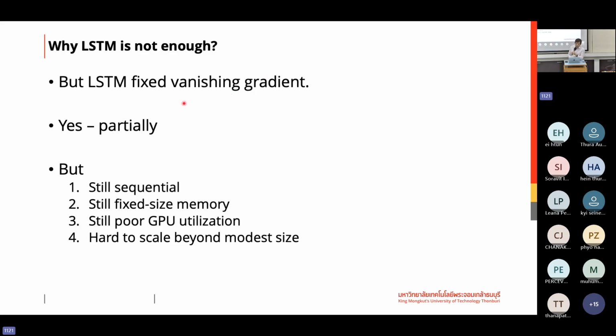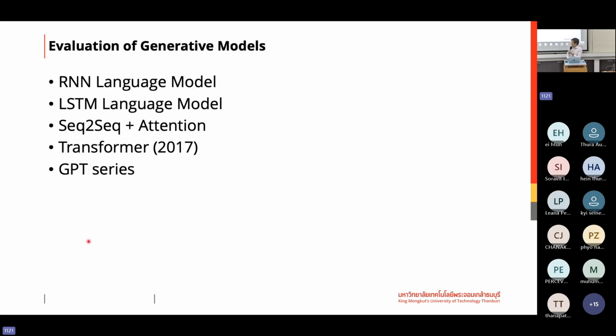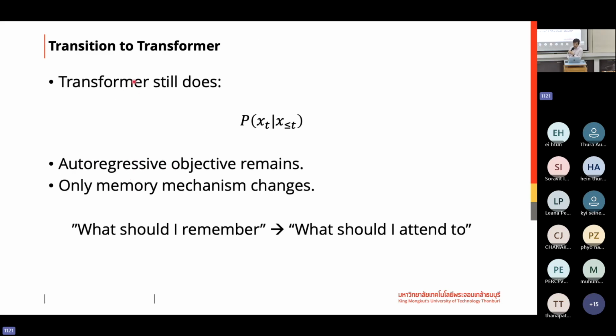It fixes the gradient problem, but it still does not fix that it's sequential, still has a fixed size, and uses GPU quite poorly. To use a GPU effectively, you need to be able to multiply things. GPUs work well with matrix multiplication. If you can multiply the matrices together, it works. So you have to be able to decompose and multiply matrices so that it works. In the later part, we will see other models, like sequence-to-sequence with attention and then transformer, which still does this.